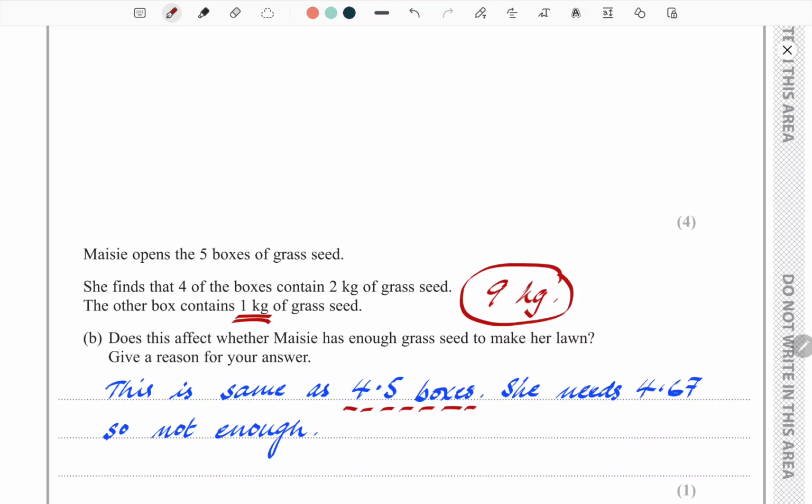Right? You can answer this question whichever way you like. In other words, you can talk in terms of boxes, or you can say, well, she originally needed 10 kilograms, and she's now only got 9, right? Something like that. So I've left it in terms of boxes. So she needs 4 2/3 boxes, 4.67, but she now has effectively only 4.5 boxes, so not enough. All right. And the answer, I suppose you'd probably start with a yes. All right, bear that in mind.